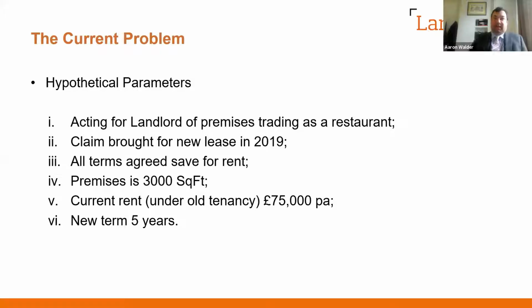Both parties' agents were able to negotiate all the terms of the new tenancy, except for the rent. The premises, which we'll say is 3,000 square feet in size, was previously yielding a rent of £75,000 per annum. The new term that the parties have agreed is for 5 years. And the landlord is confident that they could obtain a fairly hefty increase in rent, given the prevailing market conditions at the end of 2019.